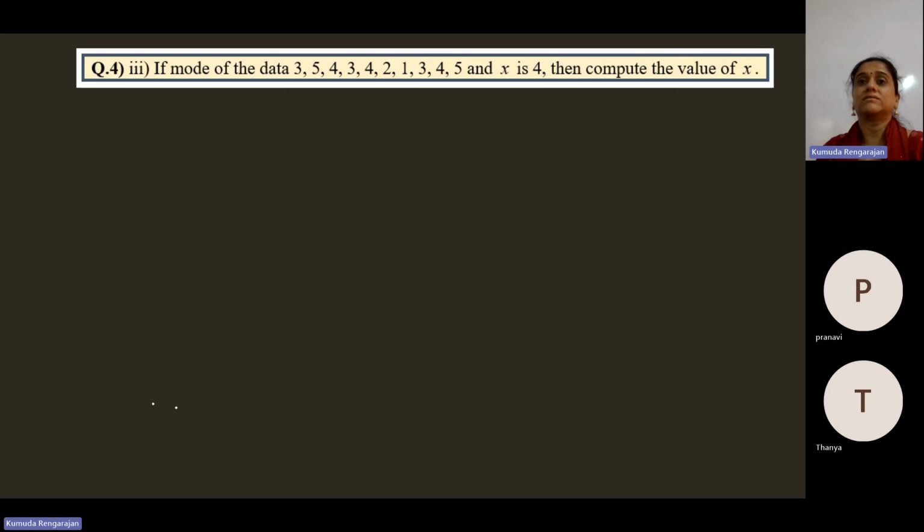Compute means find. Compute. Find. Oh. Is the answer 4? No. That's not. Yeah, let me see, Tanya.